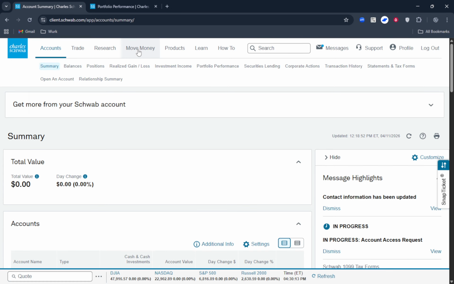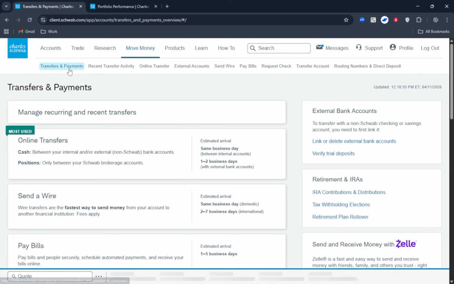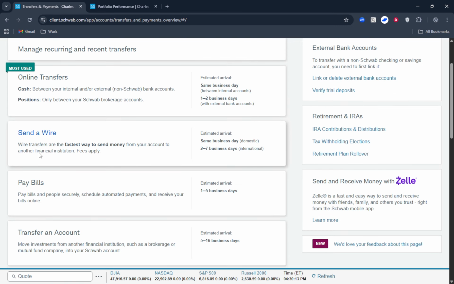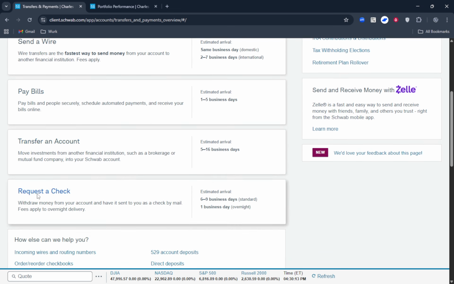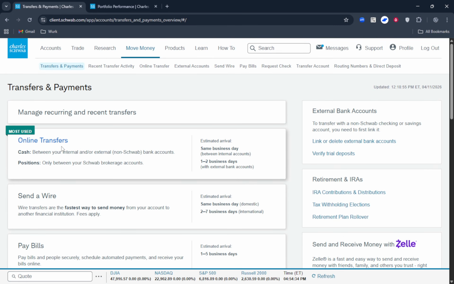First, make sure your account is funded. From your Schwab dashboard, go to Move Money, then Transfers. Link your bank by following the on-screen prompts and transfer cash into your brokerage account. Transfers can take a little time to arrive, and some funds may need to settle before they're available to trade, so plan ahead. Funding is always step one.